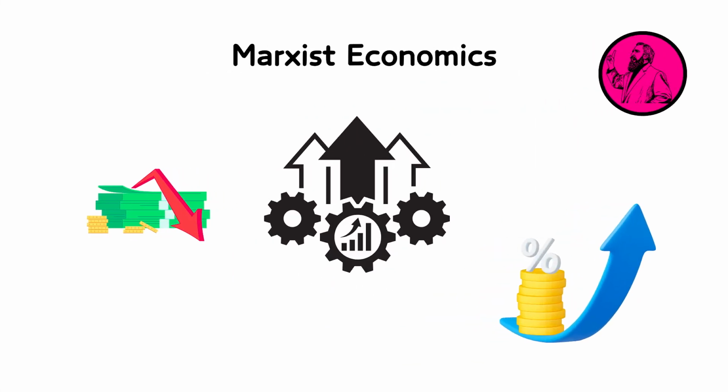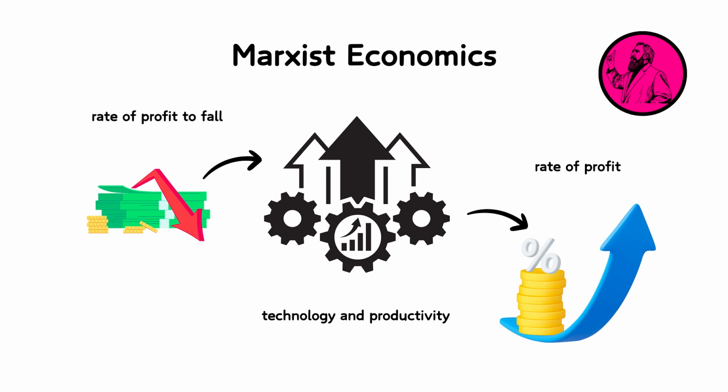Marx also discussed the inevitable tendency of the rate of profit to fall in capitalist economies. This theory posits that competition among capitalists drives advancements in technology and productivity, increasing what Marx called the organic composition of capital, but paradoxically, this reduces the proportion of labor required per unit of output, which in turn lowers the rate of profit, since surplus value is derived from labor.